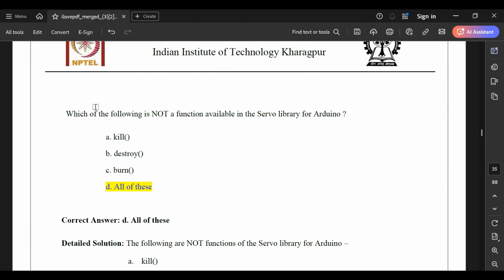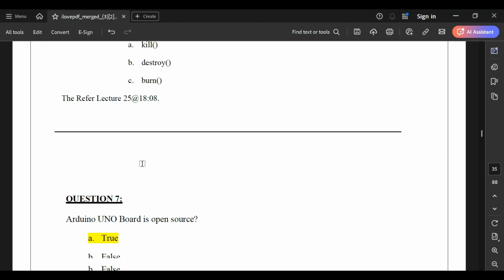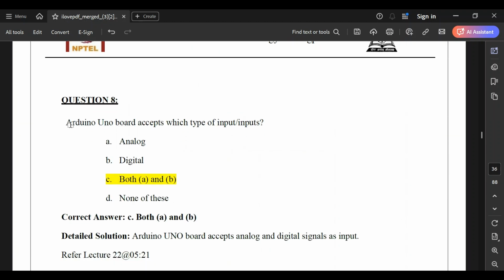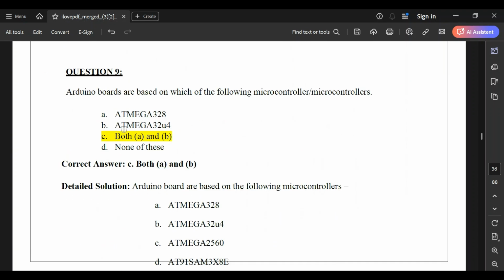Moving to the next question, which of the following is not a function to convert servo library for Arduino? So all of these are there. Kill is there, destroy is there, burn is there. So all is there. Arduino UNO board is open source. This is true. And Arduino Uno board accepts which type of input? So it accepts analog also, digital also, both A and B.